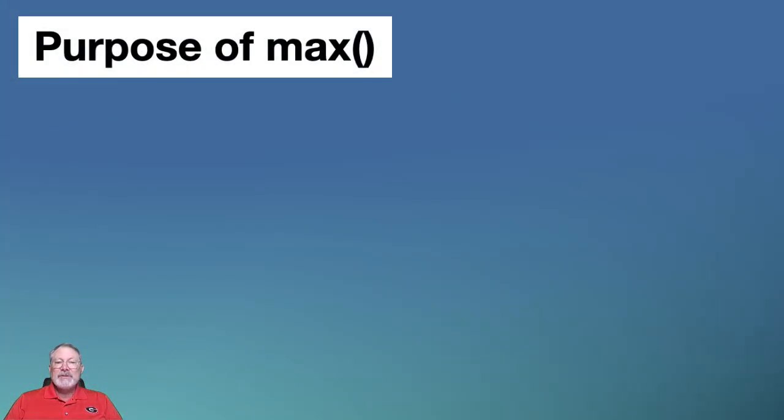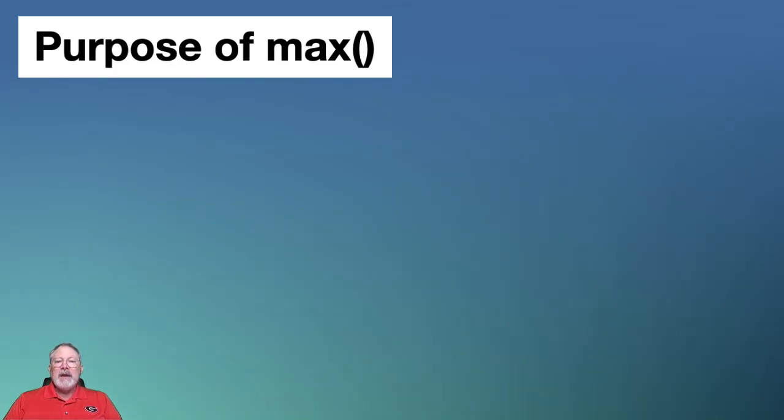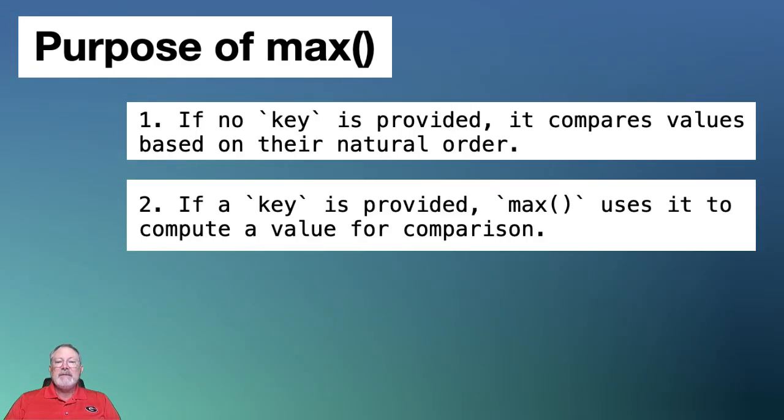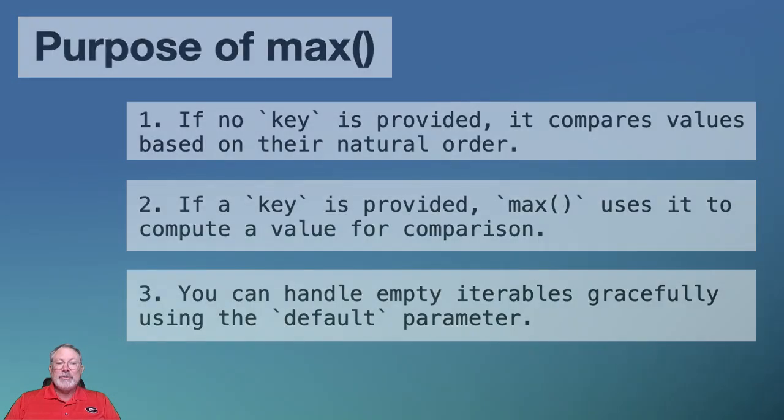Why use max? It's designed to quickly identify the largest value based on natural ordering or custom criteria. Key concepts include: if no key is provided, it compares values based on their natural order. If a key is provided, max uses it to compute a value for comparison. You can handle empty iterables gracefully using the default parameter.